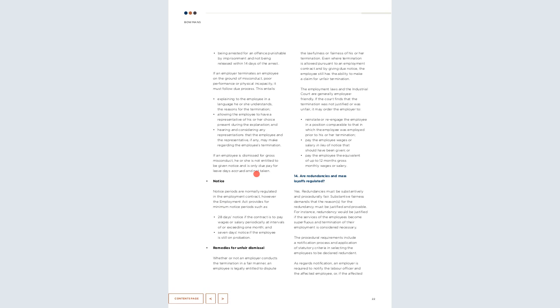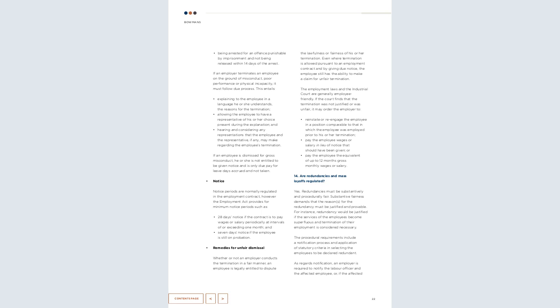So, remedies for unfair dismissal. Whether or not the employer conducts the termination in a fair manner, an employee is legally entitled to dispute the unlawfulness or unfairness. Where termination is allowed pursuant to an employment contract and by giving due notice, the employee still has the ability to make a claim for unfair termination. So the employment law and the industrial court are generally employee friendly.